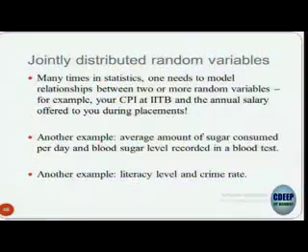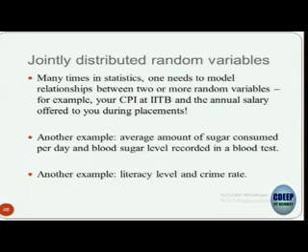Okay, now we are going to look at joint distributions, tuples of random variables. So far we were looking at individual random variables. Now we are going to consider groups or tuples of random variables, because in statistics, you often see that one random variable has a relationship with another. We have seen this somewhat in class when we did the correlation coefficient.